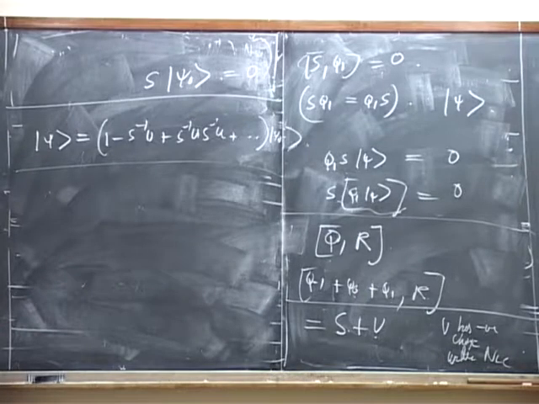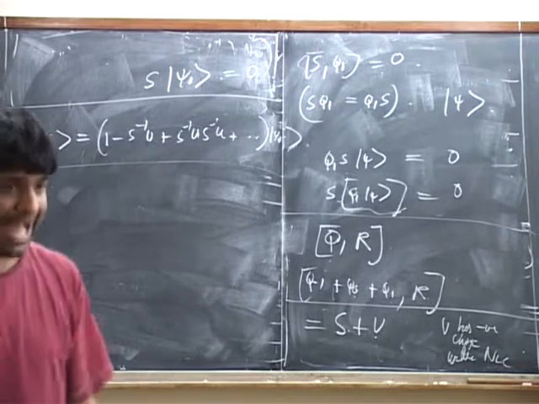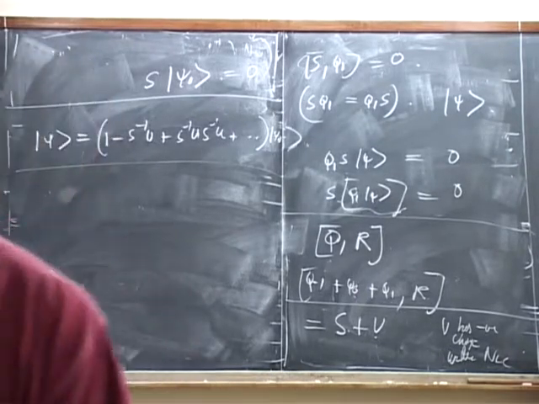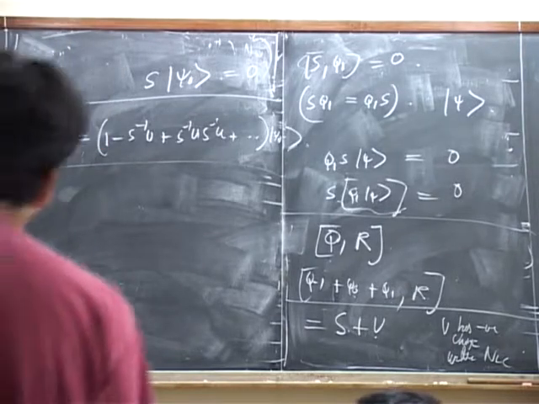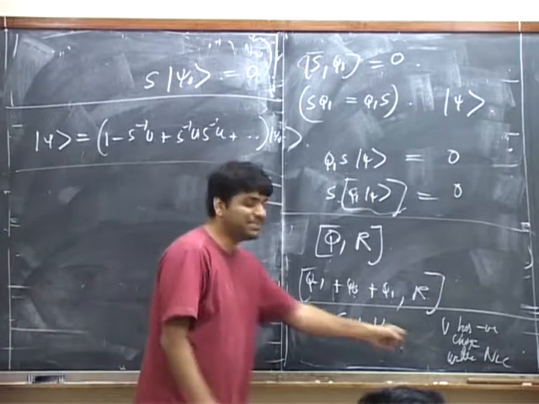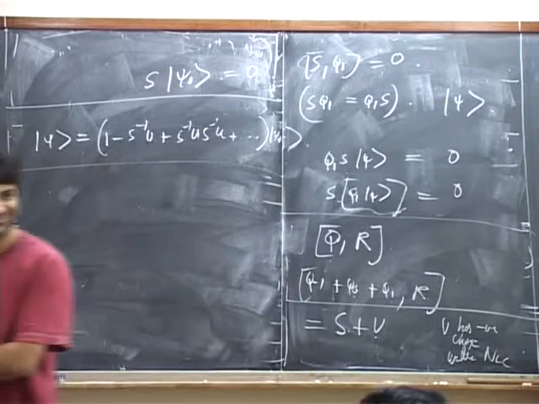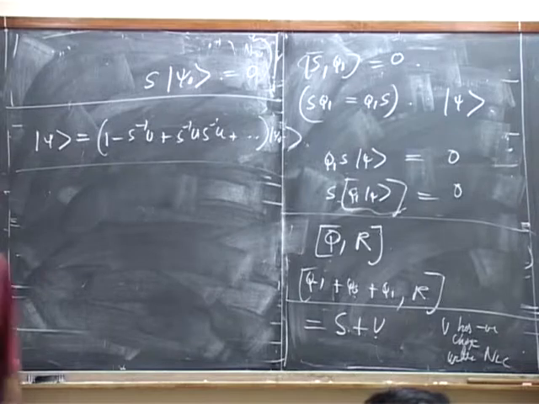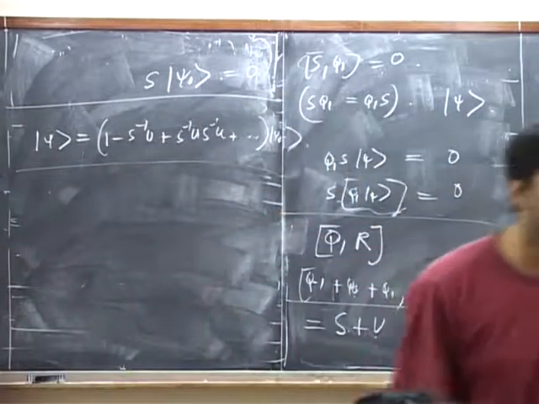So we've concluded that there is a one-to-one map. For any state in the kernel of S, we produce a state in the kernel of S plus U. Not cohomology, the kernel.